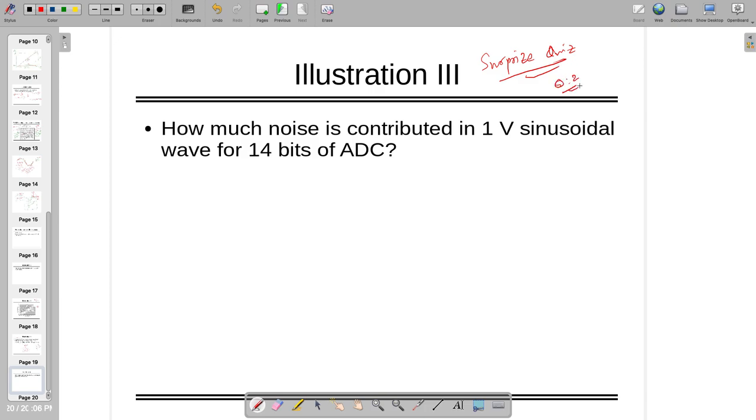Question 2. How much noise is contributed in a 1 volt sinusoidal wave for a 14 bit ADC? Let's assume that this is full scale, by the way. When I'm saying 1 volt full scale, it means 1 volt is equal to its VDD or V reference. If I'm saying a different number, 0.5 volt full scale or minus 6 dB FS, it means what? This is half of VDD, right?